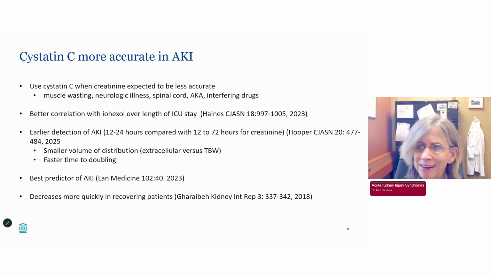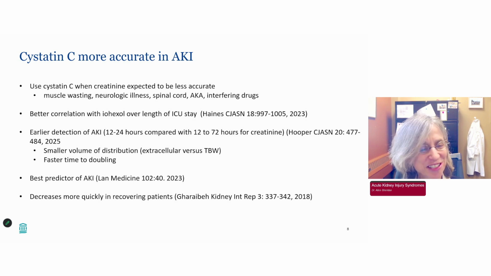However, even without these known confounders, among hospitalized patients with AKI, the cystatin C is just a better way to estimate the GFR. And these data have been emerging over the last few years. In the Haynes study, this was published in 2023, cystatin C eGFR and creatinine eGFR were compared to each other and to iohexol clearance in an ICU population.